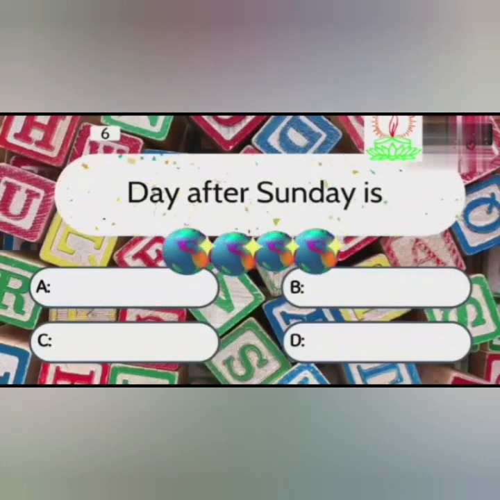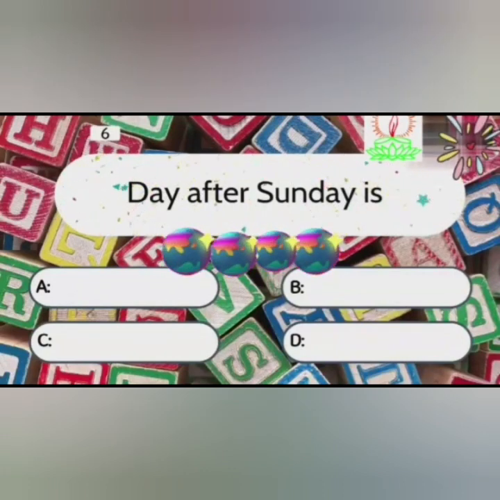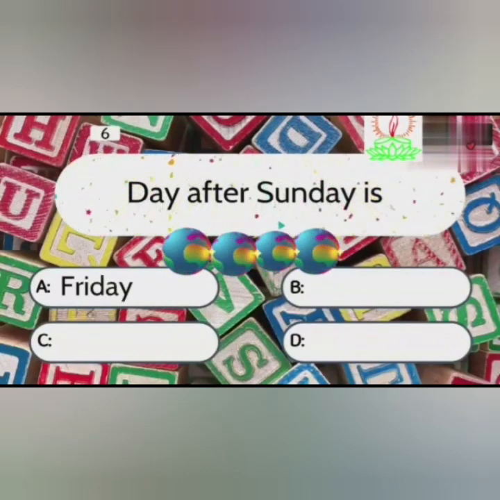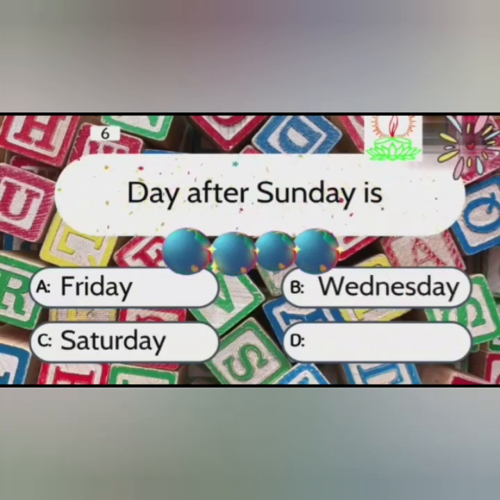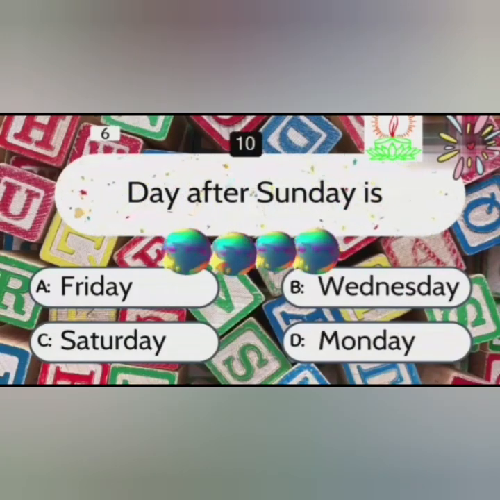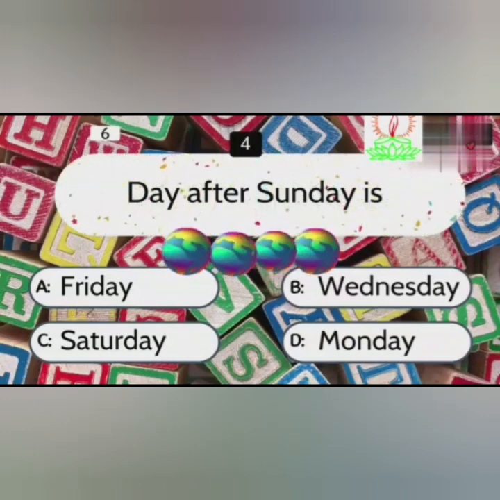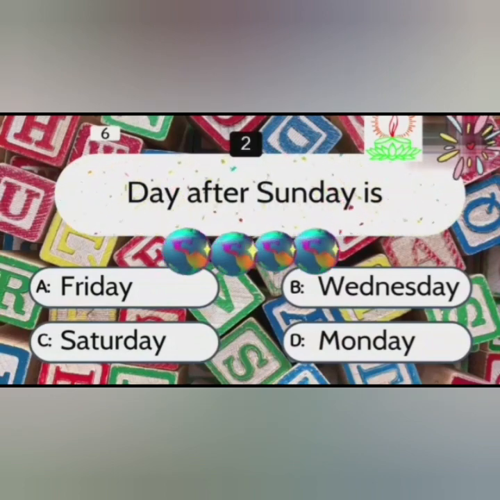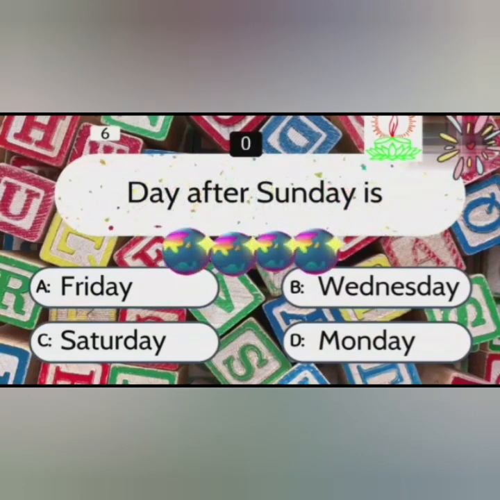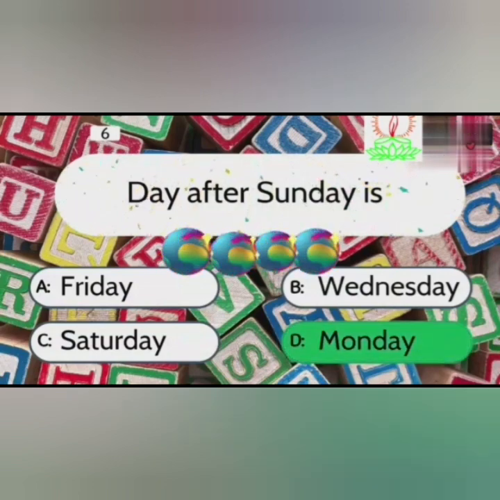Now, moving to the next question. Day after Sunday is, again it's very easy. What comes after Sunday? Your option is Friday, Wednesday, Saturday or Monday. Are you ready? It's Monday. What is the answer? It's Monday.